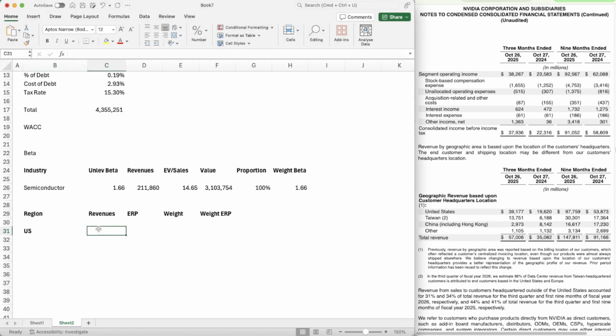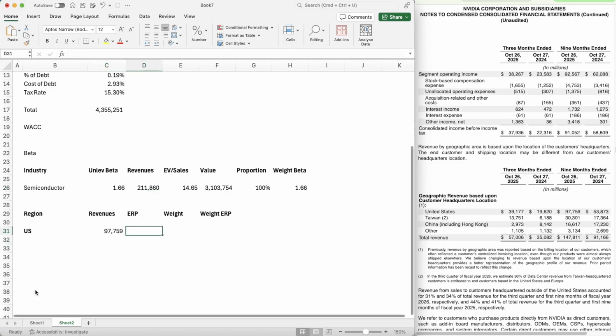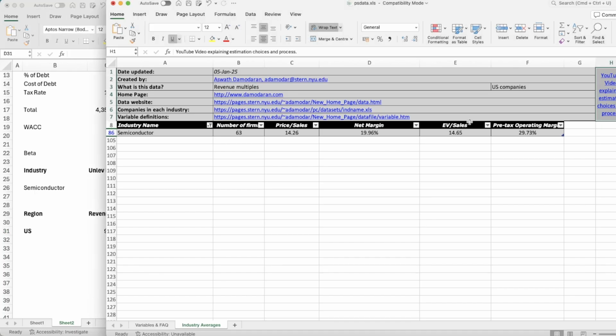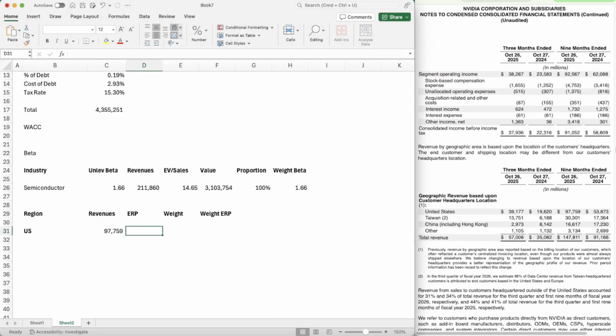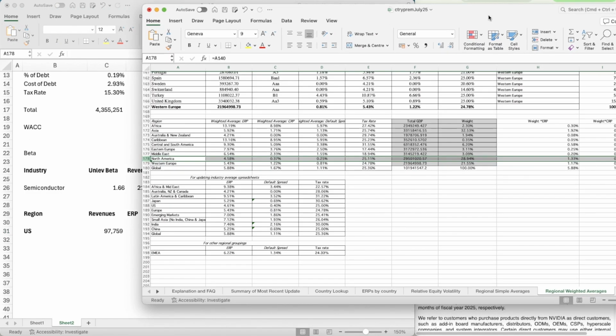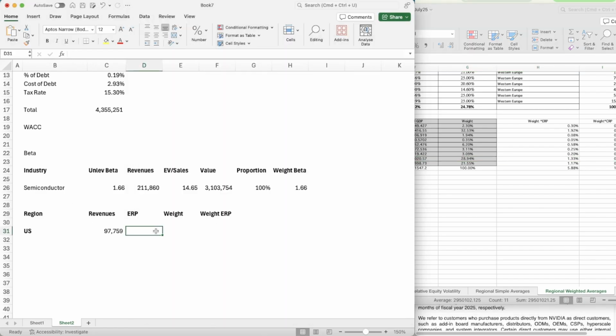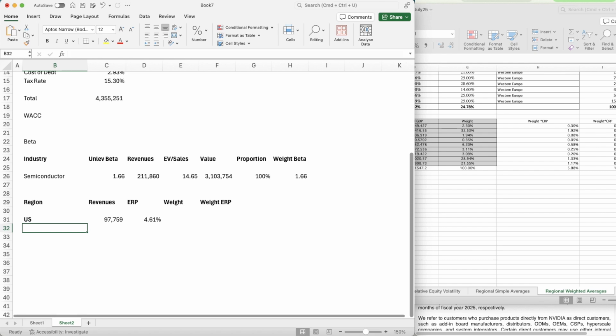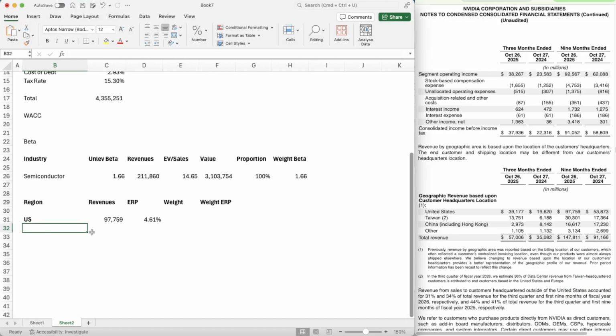Okay, so for US, it's easy. We know the revenues are 97,759. And the ERP for the US is 4.61%. We don't know the weight yet, and we don't know the ERP.